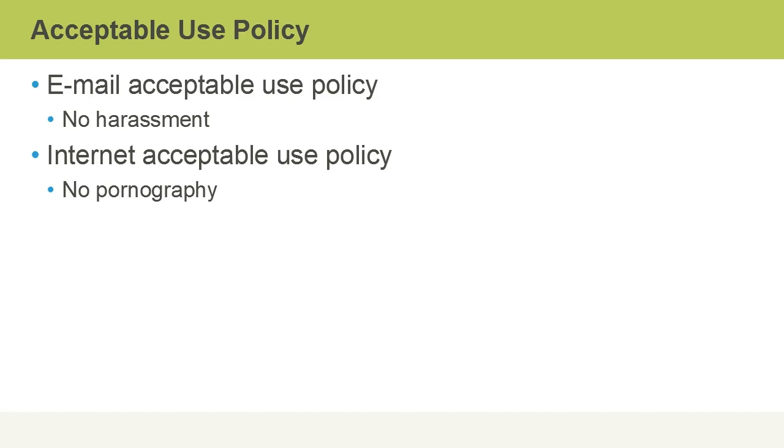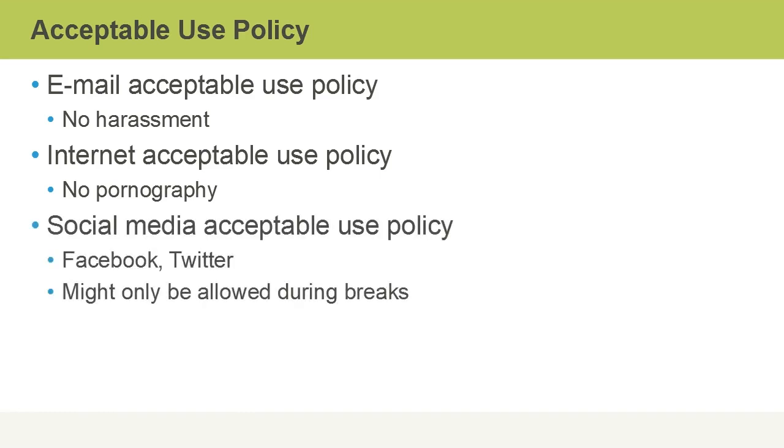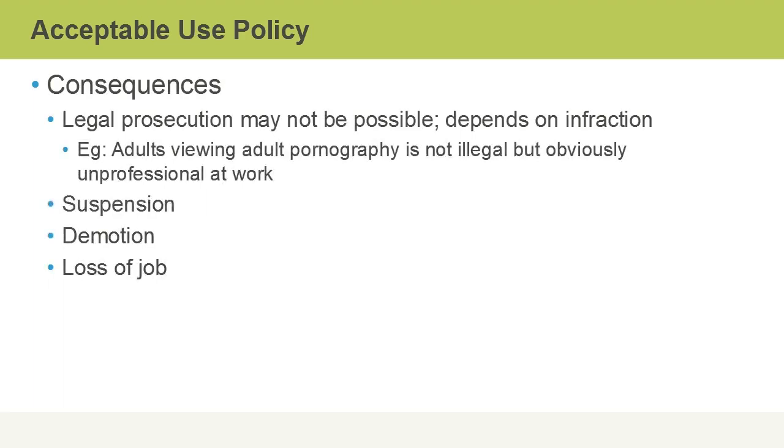The internet acceptable use policy might include things such as no visiting of pornographic sites. Social media acceptable use policies might prohibit the use of Facebook or Twitter and other social media. However, in some cases, maybe it's only allowed during breaks. The consequences, there could be legal prosecution in some cases. It depends on the nature of the infraction.